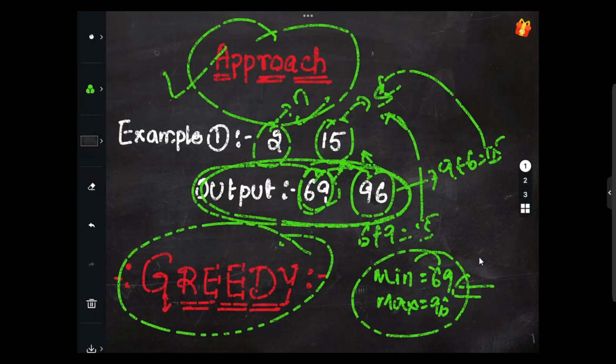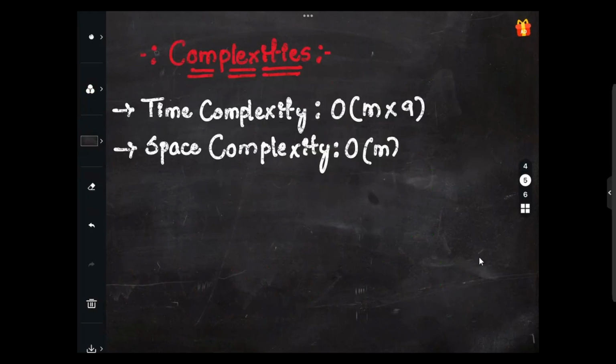As we are completely familiar with the approach, let's move on to the complexities part. What will be the time complexity here? The time complexity would be big O of m into n, because for each digit, in the worst case, we will go through 9 iterations to find the right digit in the minimum loop.